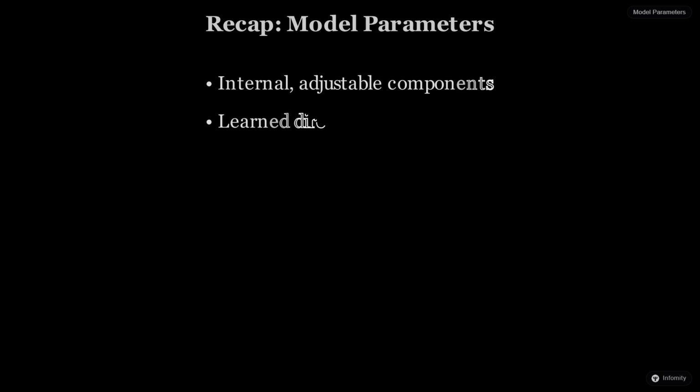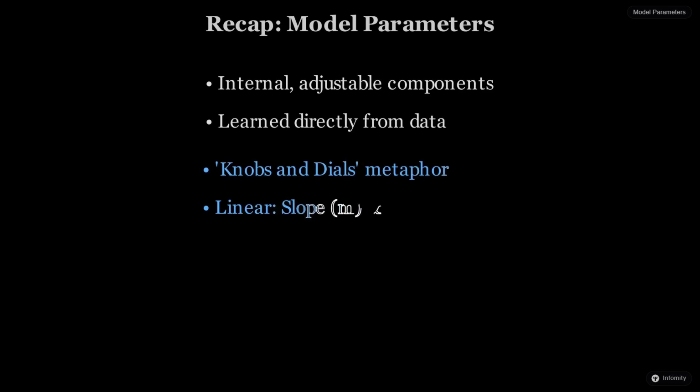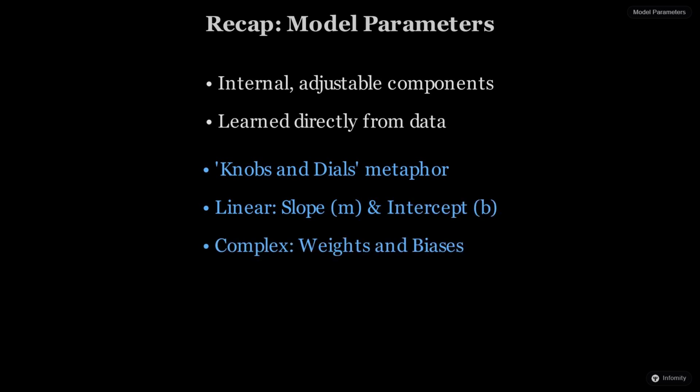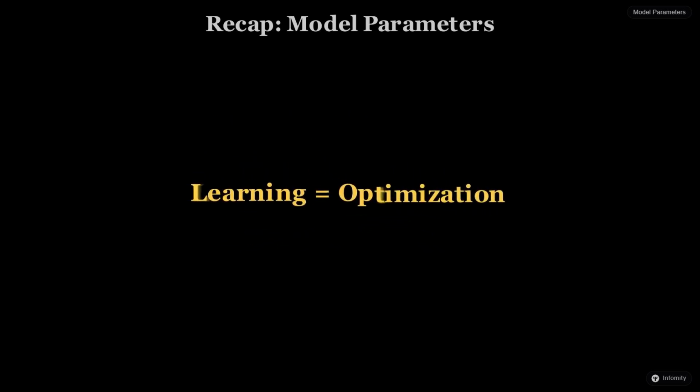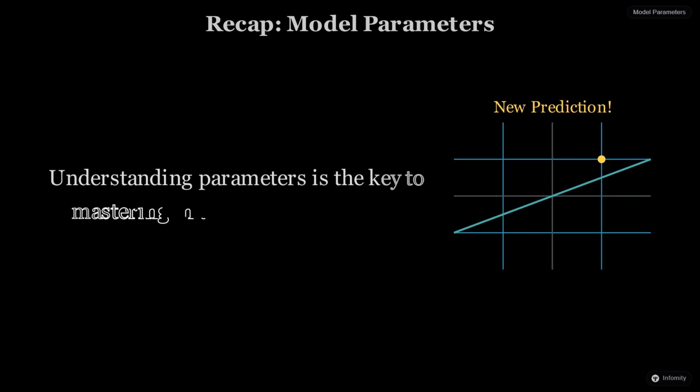To summarize, model parameters are the internal adjustable components that enable a model to learn from data. They are the knobs and dials that define a model's specific behavior, from linear regression to neural networks. Their values are learned directly from the data during training, allowing the model to adapt and generalize. This allows models to make accurate predictions or classifications on new, unseen examples. Understanding parameters is fundamental to grasping how machine learning models truly work and achieve their remarkable capabilities.